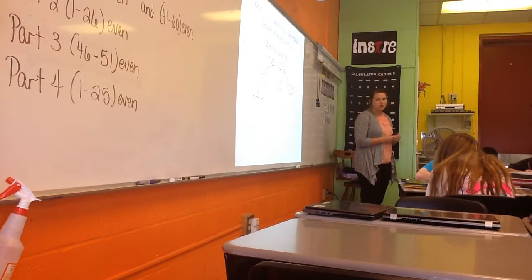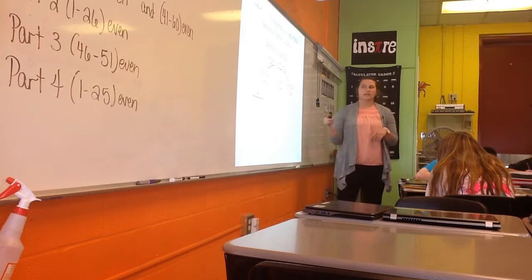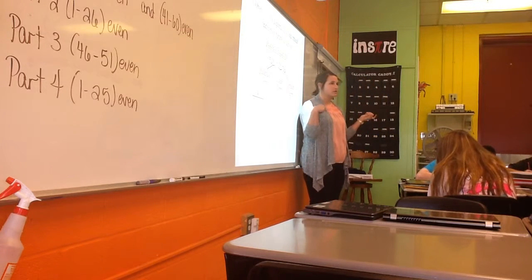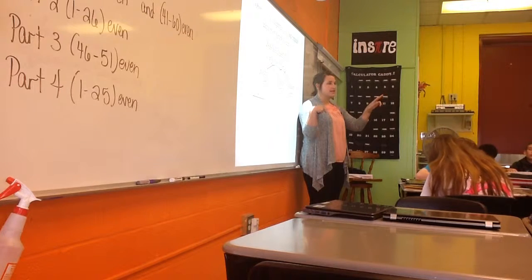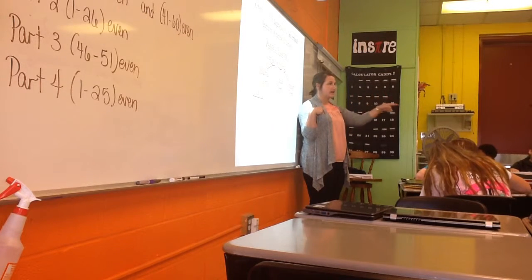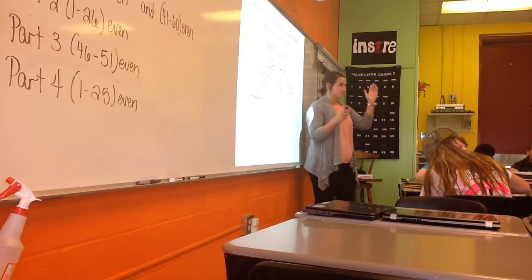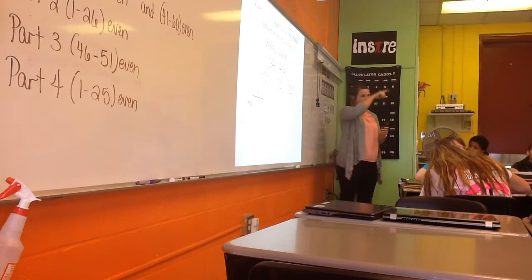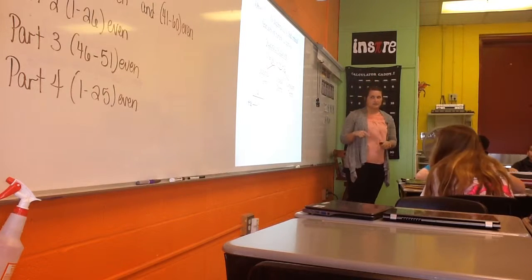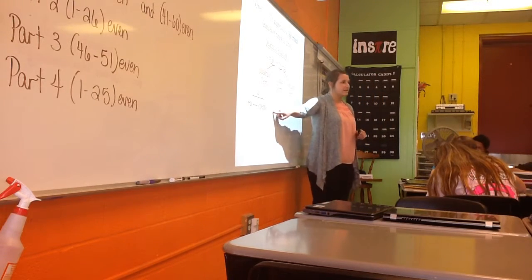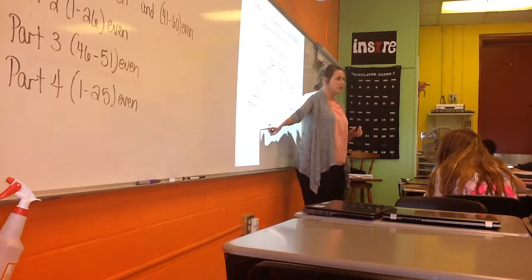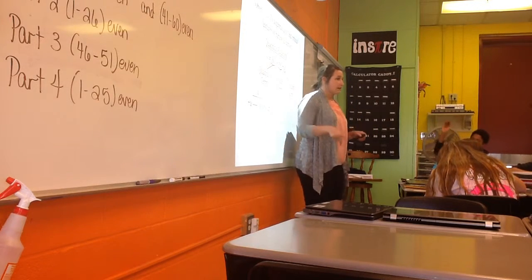Does anyone know how the a tells me which way my parabola is going to go? Is it positive or negative? If the a is positive, it opens up, so my parabola will look like this. If it's negative, it's going to open down.